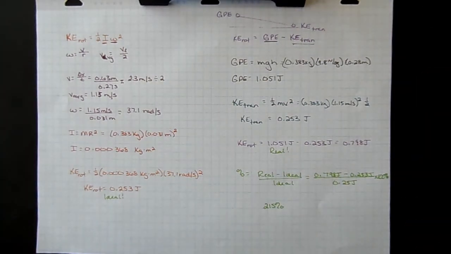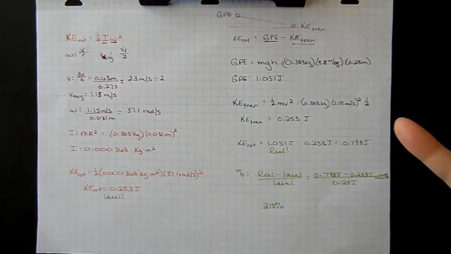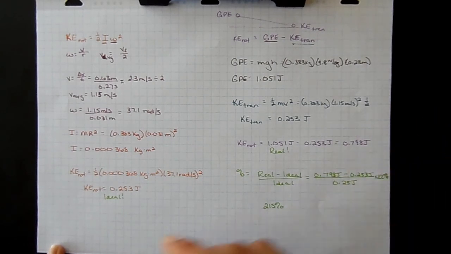So this is how you do those calculations. We're looking to see how close you are to your actual measurements. How much rotational kinetic energy do you actually get at the bottom compared to what you should get based on its moment of inertia?